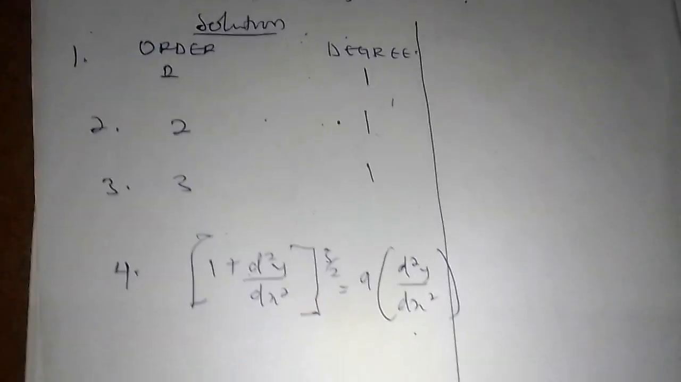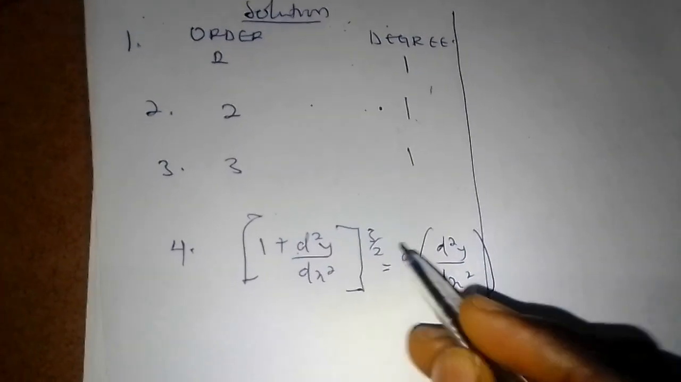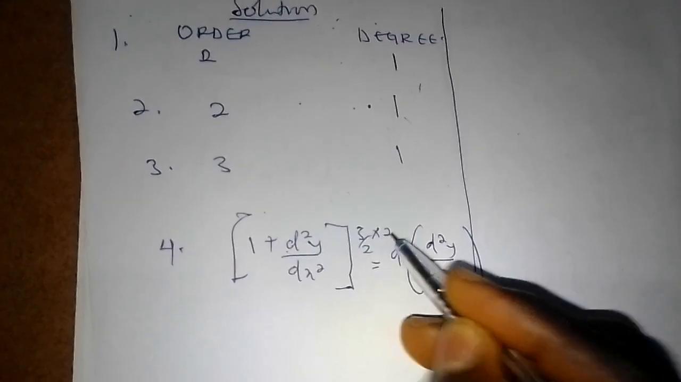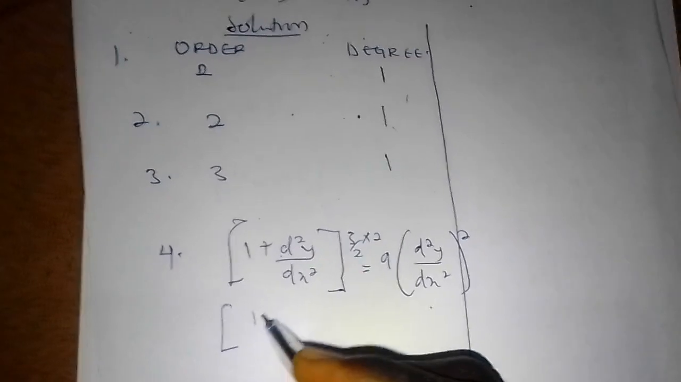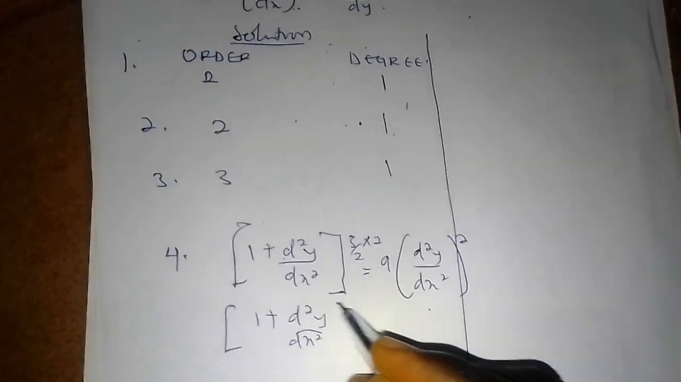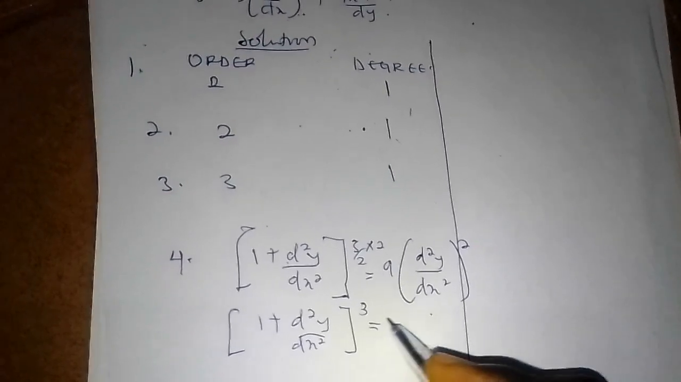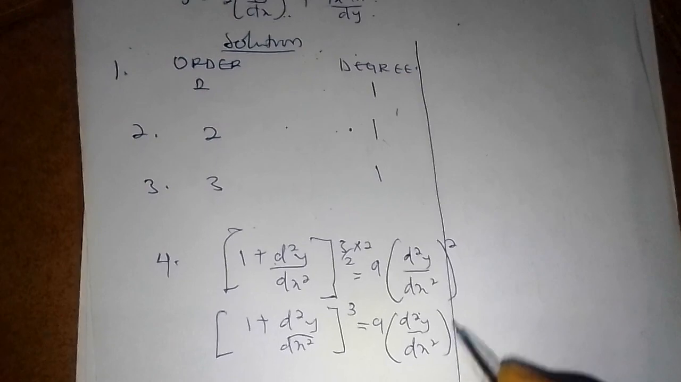Once I have this, the power is 3 over 2. To eliminate this, you have to square each side. So when I square both sides, I'm going to get 2 here, then 2 here squared. Therefore, these two cancel, and I'll be left with 1 plus (d²y/dx²) all cubed is equal to 9 multiplied by (d²y/dx²) all squared.